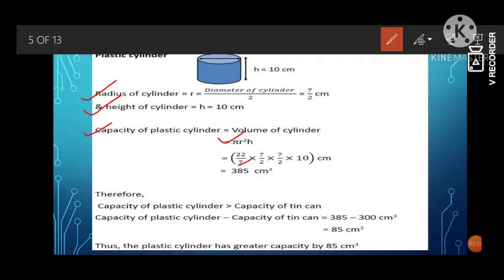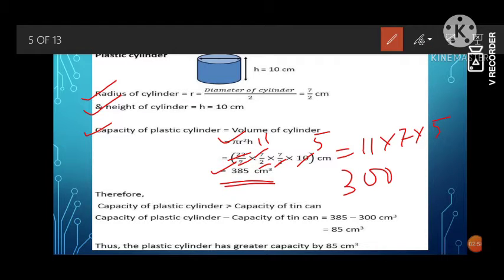So you can see the 7 and 7 cancel, 2 and 22 cancel and can be written as 11, and 2 and 10 cancel and can be written as 5. So we will get 11 into 7 into 5, which is equal to 385 centimeter cube. Therefore, the capacity of the plastic cylinder is greater than the capacity of the tin can. Plastic cylinder capacity is 385 and tin can's capacity is 300 centimeter cube.